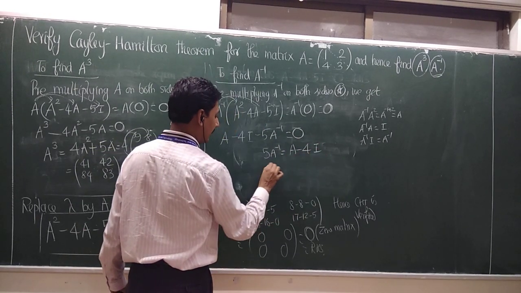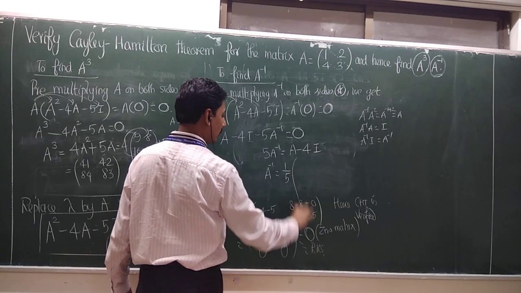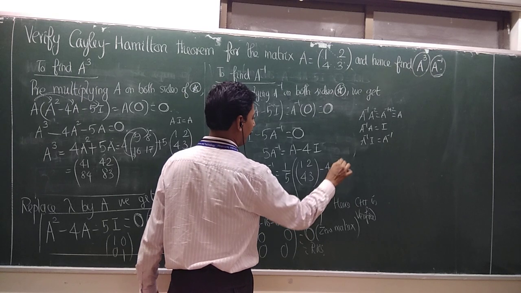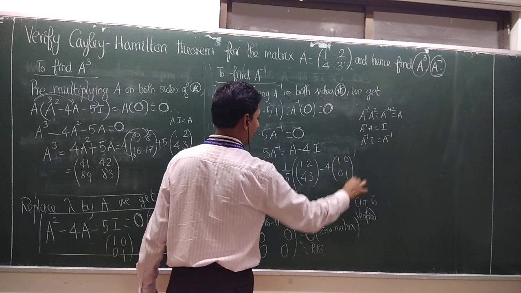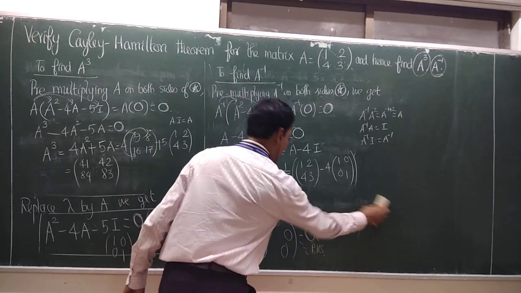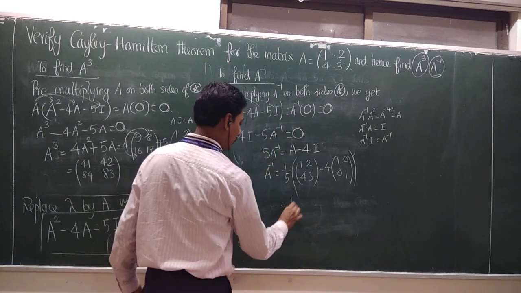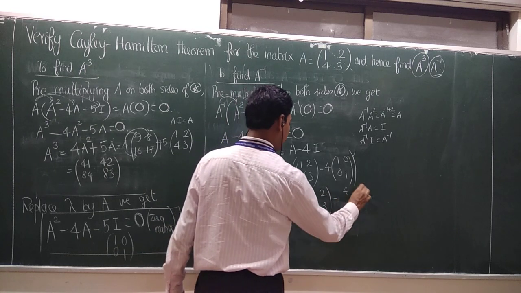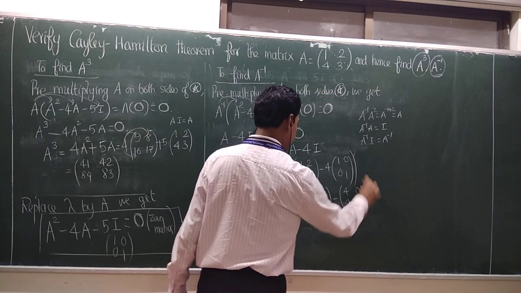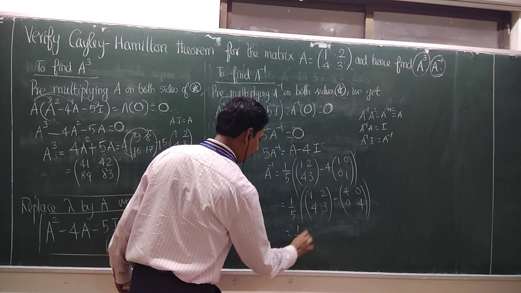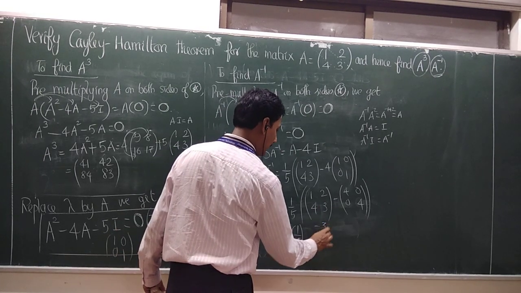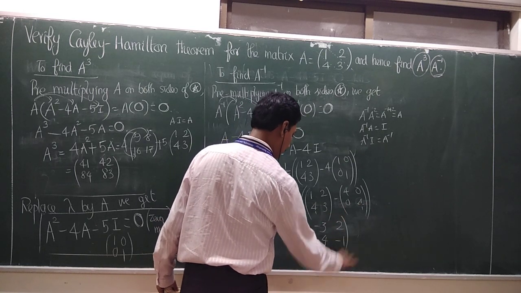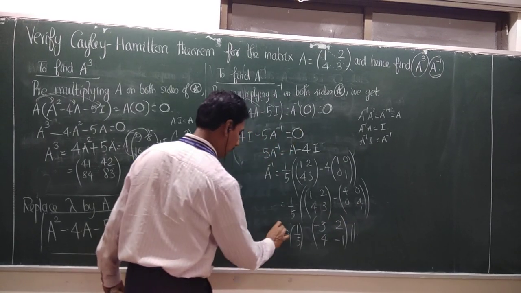So A inverse is equal to 1 by 5 into (A minus 4I). A is 1, 2, 4, 3, and 4I is 4 into 1, 0, 0, 1, which is 4, 0, 0, 4. So this is 1 by 5 times (1, 2, 4, 3 minus 4, 0, 0, 4). Subtracting, we get 1 by 5 into 1 minus 4 is minus 3, 2 minus 0 is 2, 4 minus 0 is 4, 3 minus 4 is minus 1. So this is A inverse.